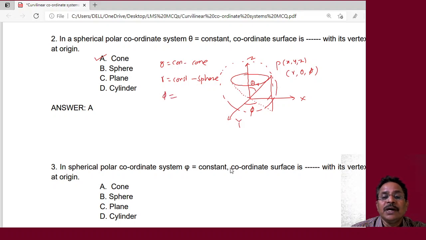For example, when phi is a constant, we'll get a plane parallel to this z axis. So this is the plane which is parallel to this z axis.